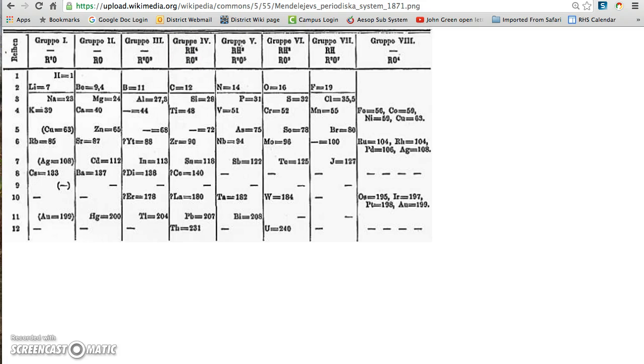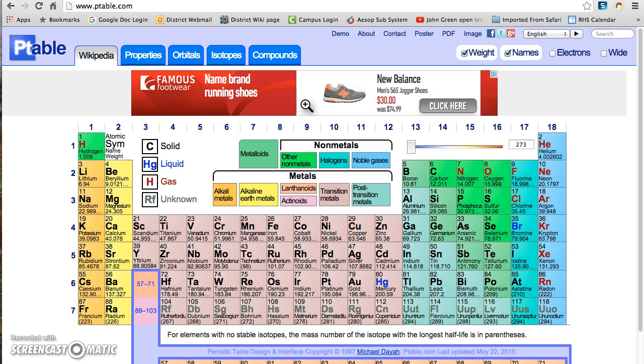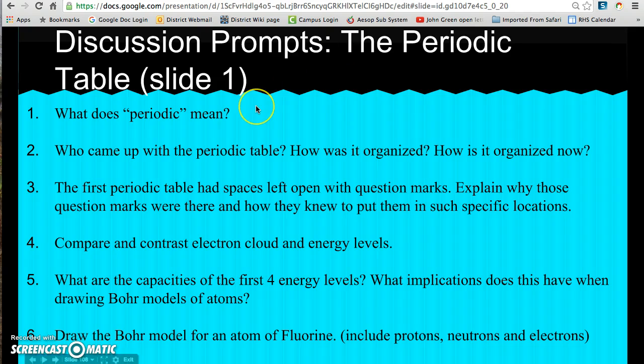So Mendeleev's periodic table was originally organized by atomic mass. So the numbers you're seeing on here are atomic masses, not atomic numbers. Later on, the periodic table was rearranged to be arranged by atomic number, and so we look at the modern periodic table here for today, and we see that it's arranged by atomic number, not atomic mass. So that answers number two on the discussion questions.